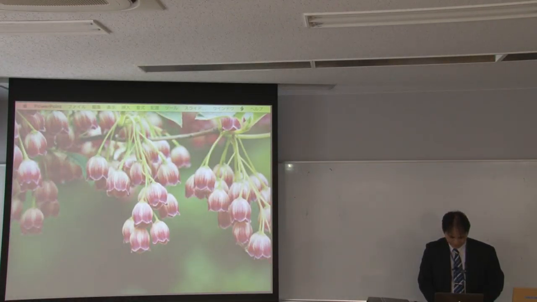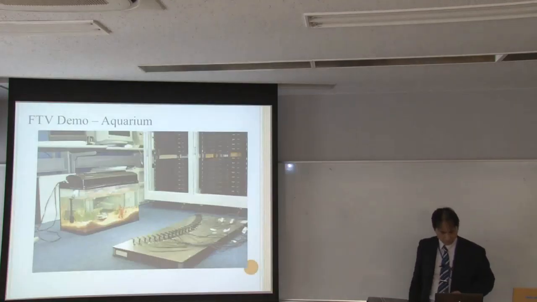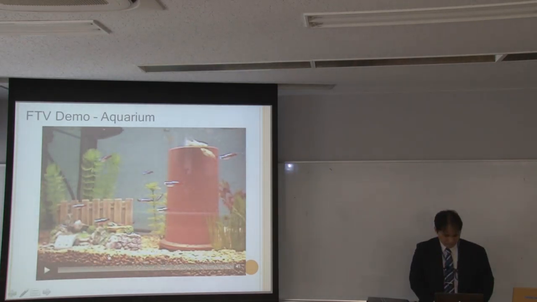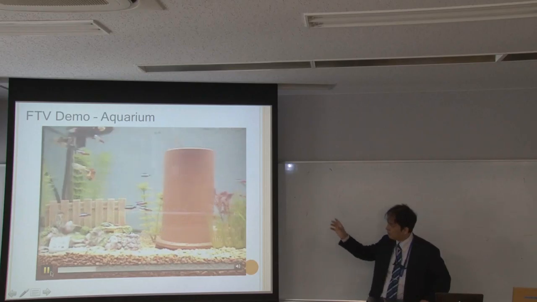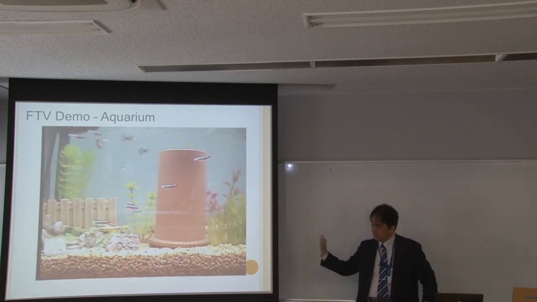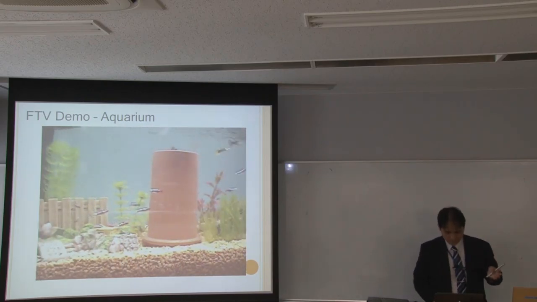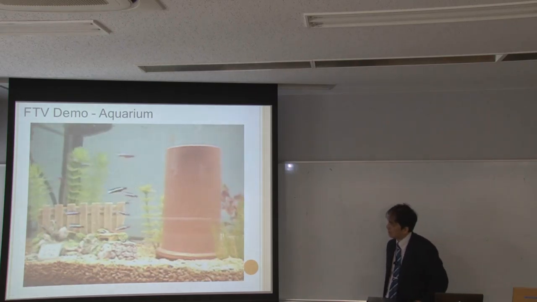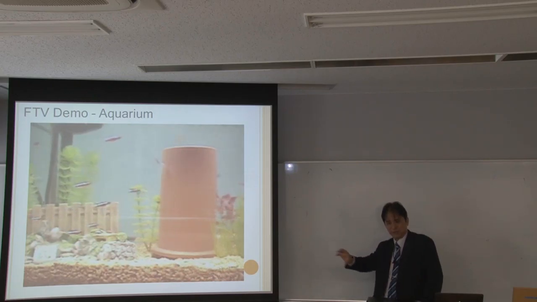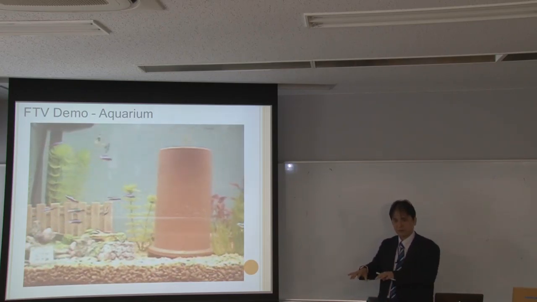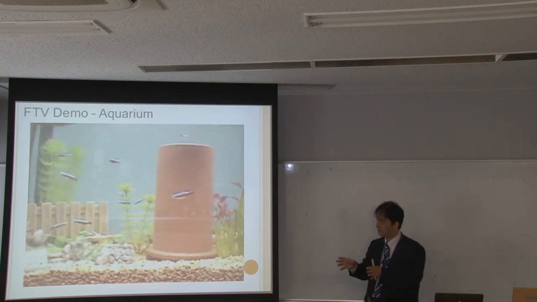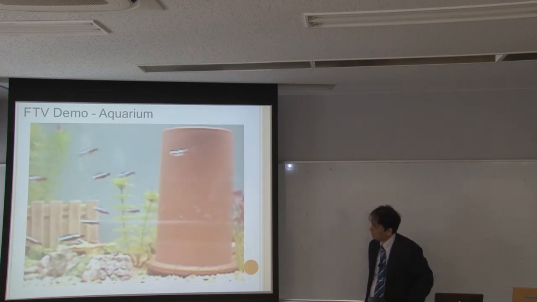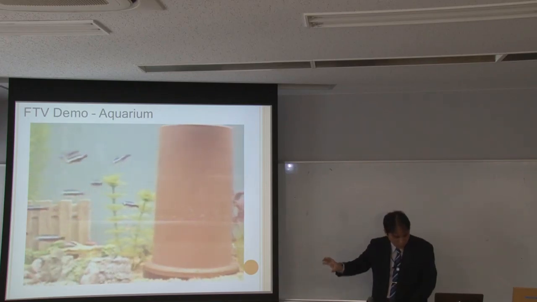I wrap up this. Lastly, I show you some video. This is a free viewpoint image. As I said, I introduced the 16 camera system for the aquarium, and this is a captured image, 16 images. And some processing is done on this data. We can get a free viewpoint image like this. Okay, as if the camera is moving. But we used 16 fixed cameras, and some processing is done, and then we can generate this free viewpoint image. So we can go into the aquarium and move to the left.